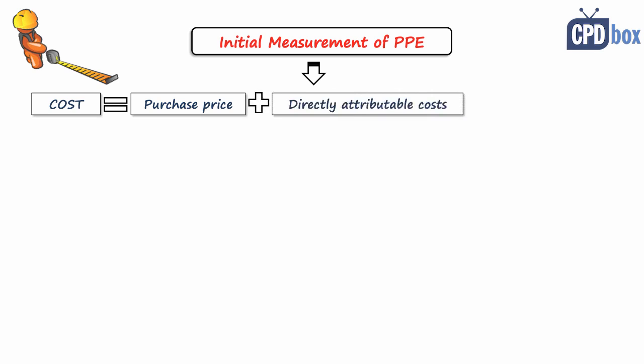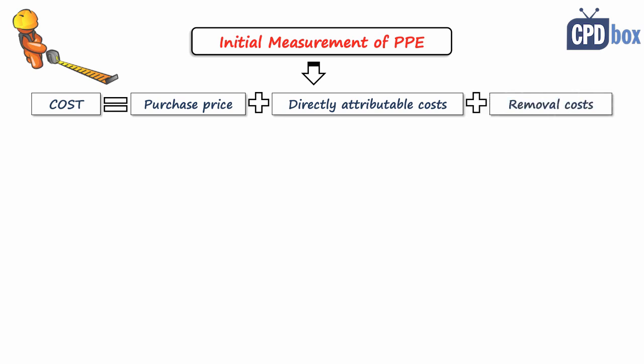Then costs directly attributable to bringing the asset to the location and condition for its planned operation. So these include, for example, site preparation costs, initial delivery and handling, professional fees, capitalized interest, testing, and similar items.